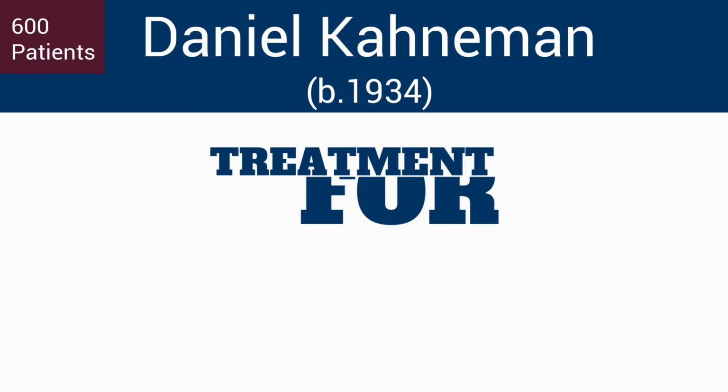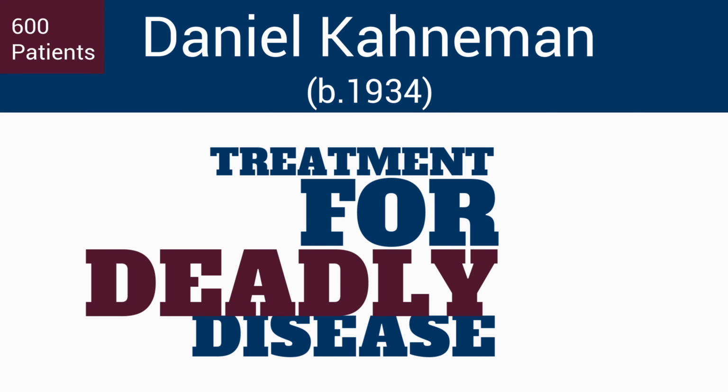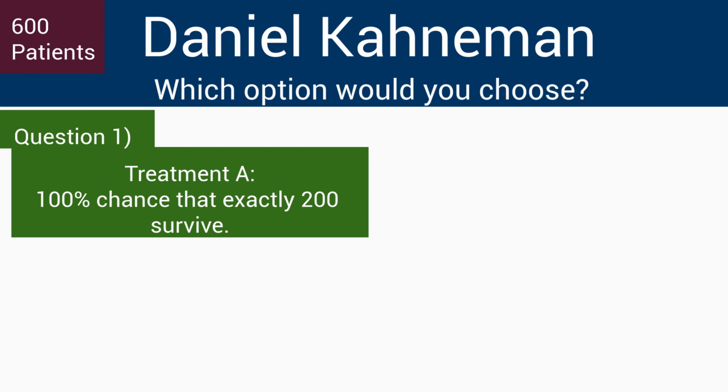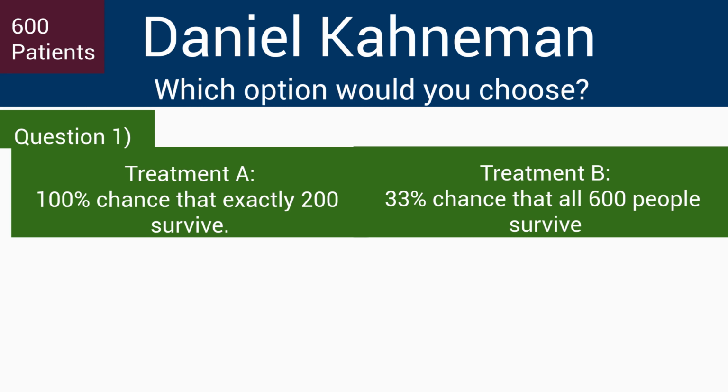treatment for 600 patients who had a deadly disease. Some people were asked question 1 and had to choose between a treatment which guarantees that exactly 200 people survive, or a treatment which has a 33% chance that all 600 people survive, and a 66% chance that all 600 die. Have a think. Which would you choose?